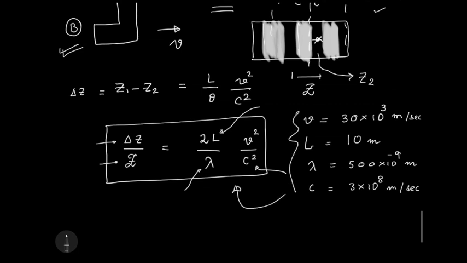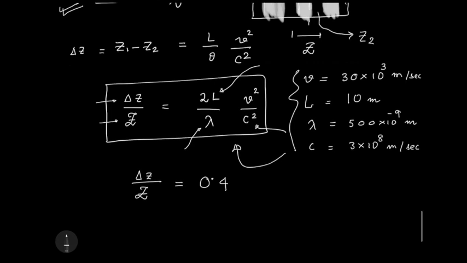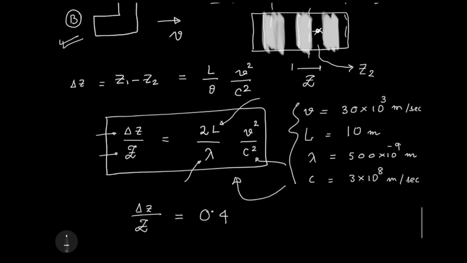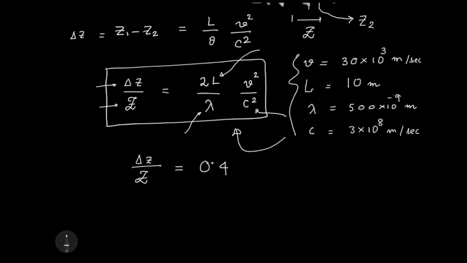So if you put these values in this expression, you will see this is supposed to be 0.4. It depends on which lambda you use and which L you use. Speed of Earth is obviously a standard value. So if the fringe shift is about 40% of the width of the fringe, then you can measure the velocity. So given the velocity of the Earth, the fringe shift was supposed to be 40% of the fringe width. What would they measure?